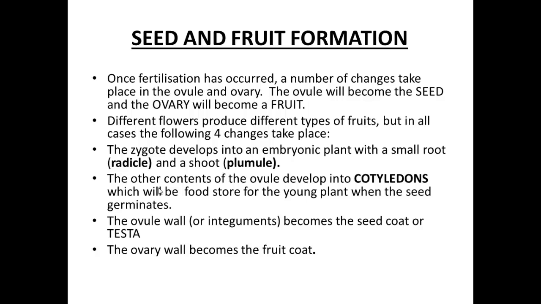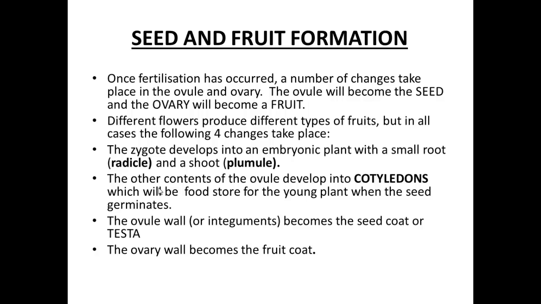That zygote, that initial fusing of the male and female nucleus and the cell containing it, develops into an embryonic plant. Now, that embryonic plant will have a small root, that's called a radicle, and a shoot, called a plumule. And they will be waiting inside the seed, inside the ovule, which will develop into a seed, waiting for the chance to break out, and the radicle to go down, and the plumule to go up.